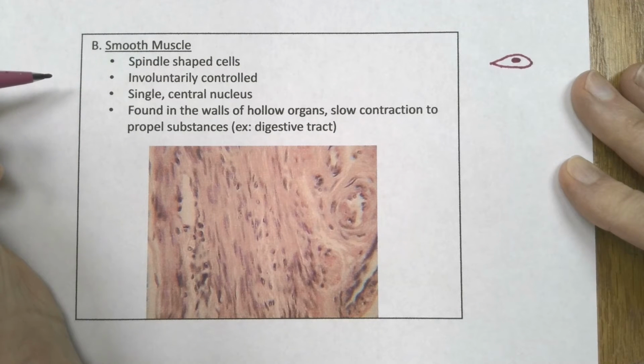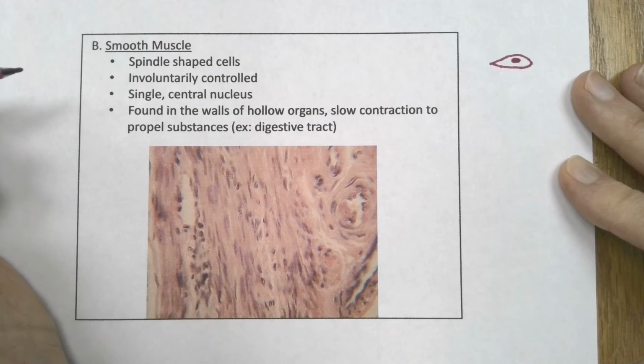So, for example, you eat food, but as you're digesting that food, you are not consciously thinking, okay, my food needs to move from my esophagus to my stomach, to my small intestine, to my large intestine. You don't think about that. So it's involuntarily controlled. It's going to make up our digestive tract. It's also going to make up the urinary tract, like your urethra and ureters, and the urinary bladder. It's going to make up part of the female and male reproductive tracts as well.